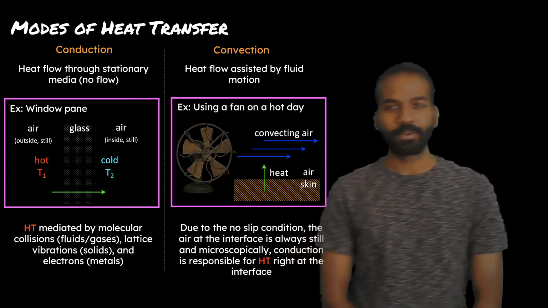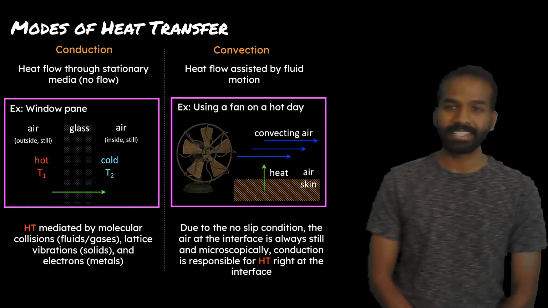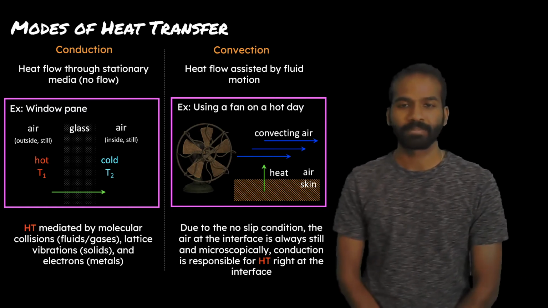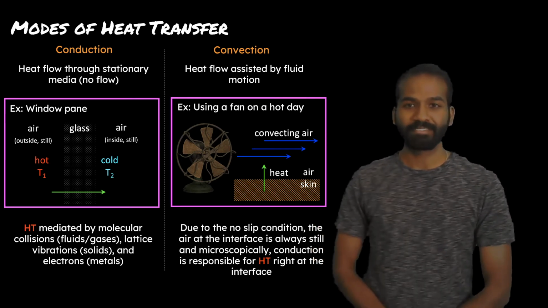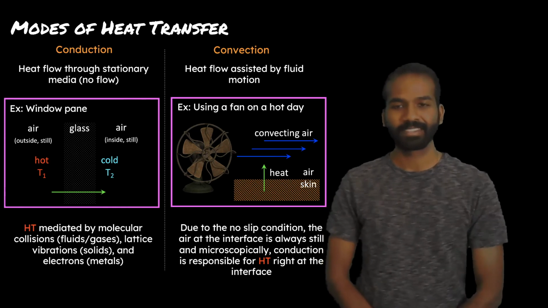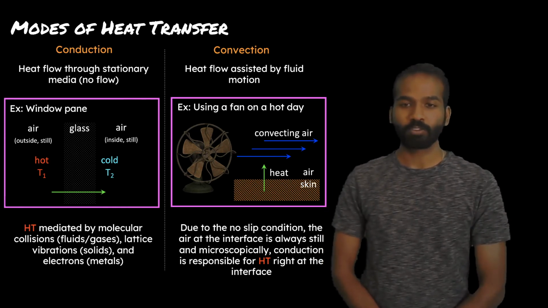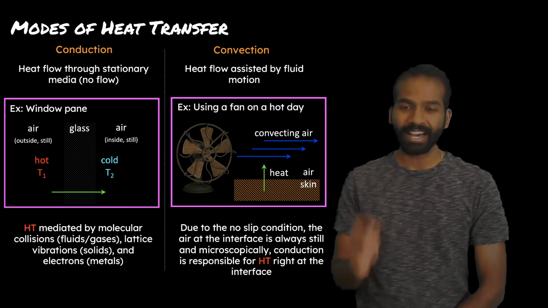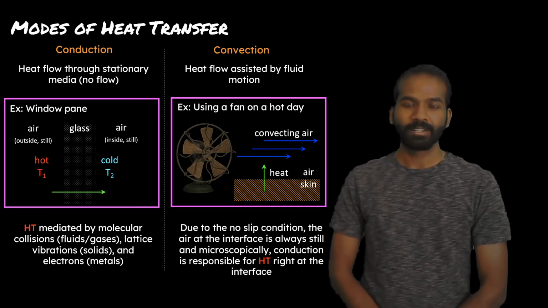A second mechanism that we can consider is that of convection. This is heat flow assisted by fluid motion. Imagine you're feeling hot and you turn on a fan. That fan acts to convect air across our skin. At the microscopic level, heat transfer from our skin to the air is done by conduction because there is a no-slip condition at that interface.